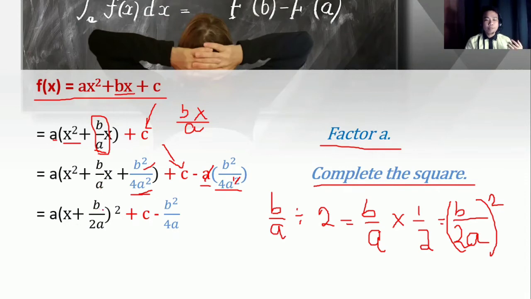Okay, the half of it is b over 2a. So now we have to complete the square. So we have a times the quantity of x plus b over 2a squared plus c minus b squared all over 4a. Because we cancel a, kaya nagkaroon tayo ng b squared minus 4a.